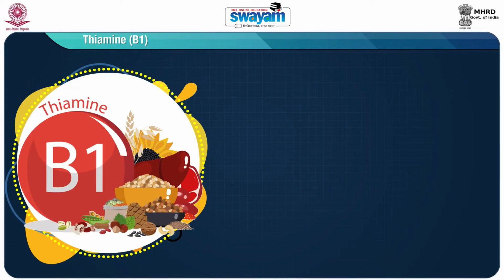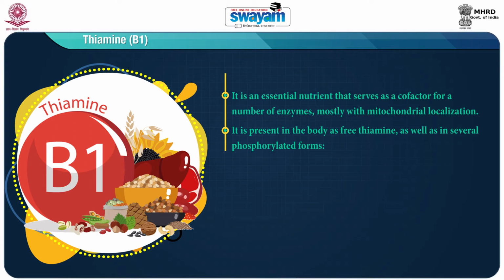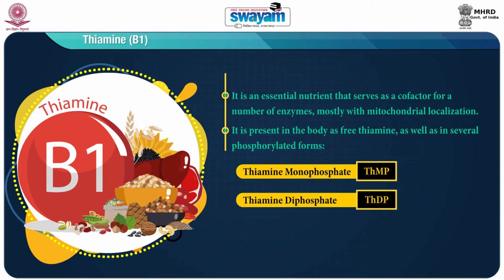Now, we come to the next water soluble vitamin, that is thiamine, also designated as B1. Thiamine is an essential nutrient that serves as a cofactor for a number of enzymes, mostly with mitochondrial localization. Thiamine is present in the body as free thiamine as well as in several phosphorylated forms, that is thiamine monophosphate, thiamine diphosphate and thiamine triphosphate.